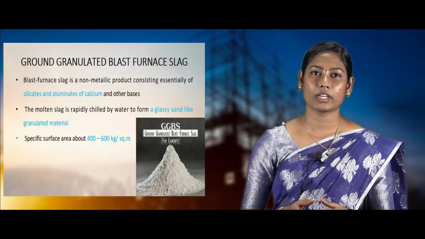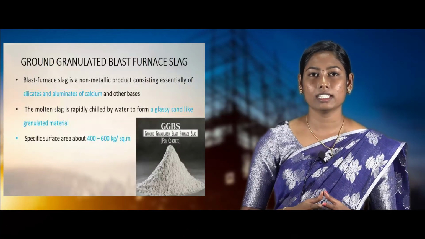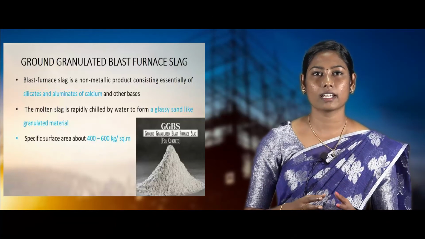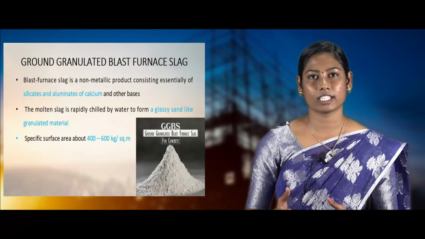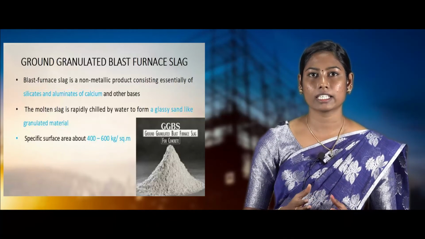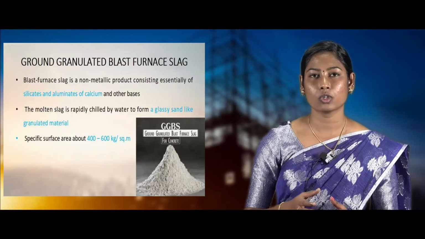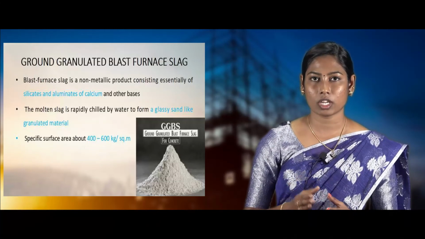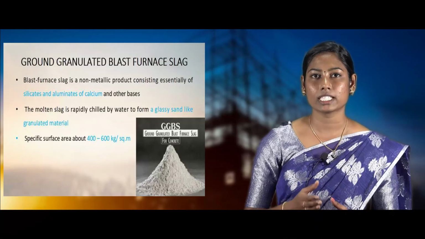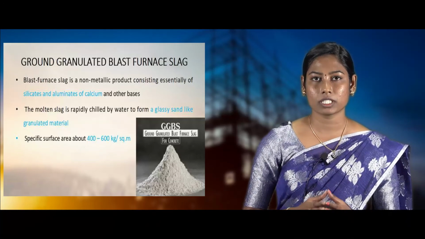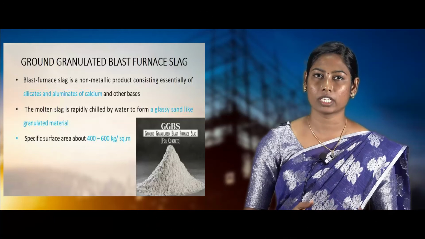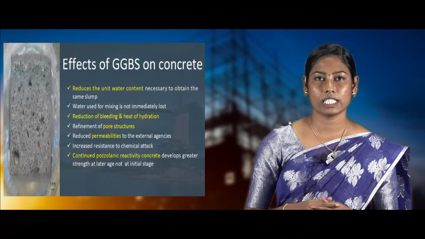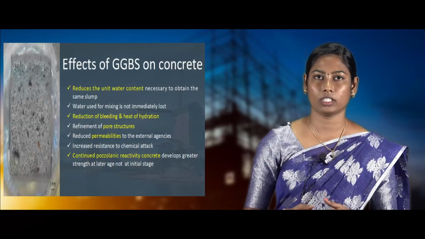Next one is ground granulated blast furnace slag. GGBS is a non-metallic product consisting of silicates and aluminates of calcium and other bases. A molten slag is rapidly chilled by water to form a glassy sand-like granular material. Further, the granular material is ground to less than 45 micron with a specific surface area of about 400 to 600 kg per meter square. Next one, effect of GGBS on fresh and hardened concrete.